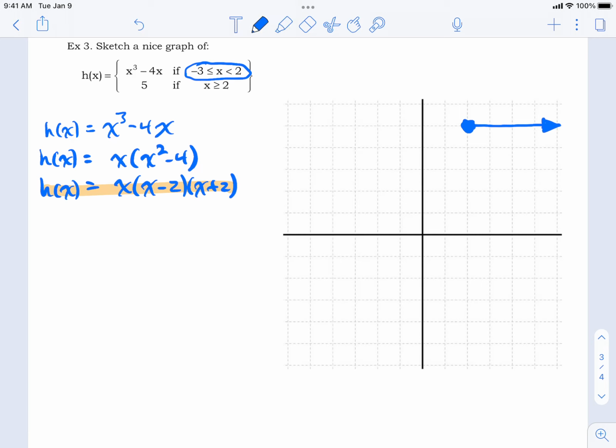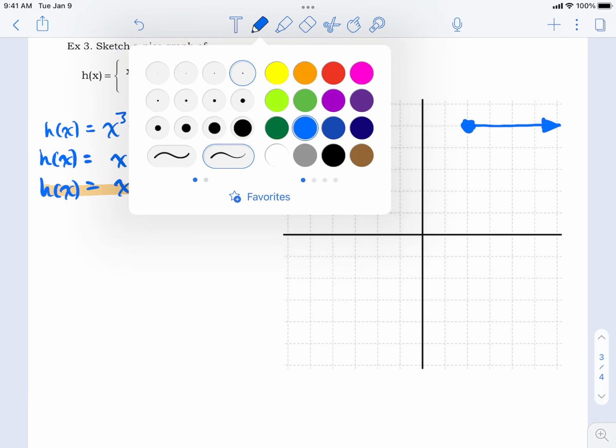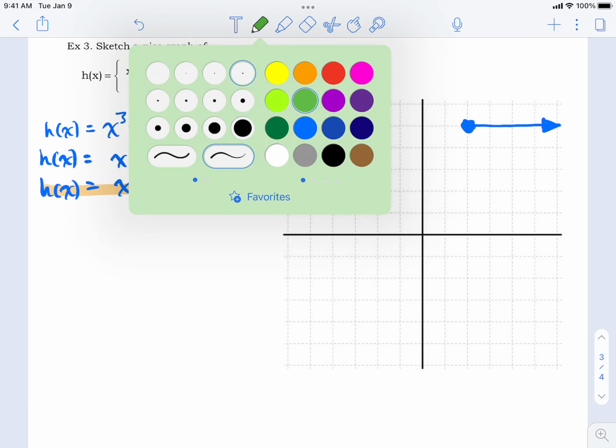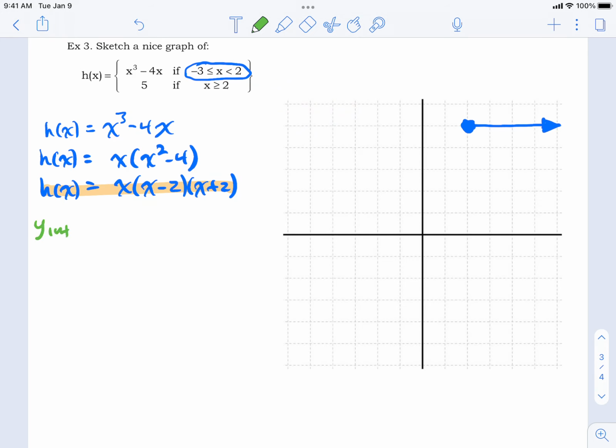Because, for one thing, it's easier to find intercepts. I suppose it ain't so hard to find the y-intercept. So where's the y-intercept? What you would do is you would make x equal 0. You would plug in 0 into your function. And I suppose it doesn't matter which form you plug into. If you plug in 0 into either one of those, you're going to get 0. So the y-intercept is 0. Okay, cool. I'm going to plot that point right now.